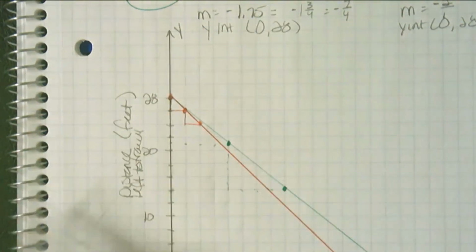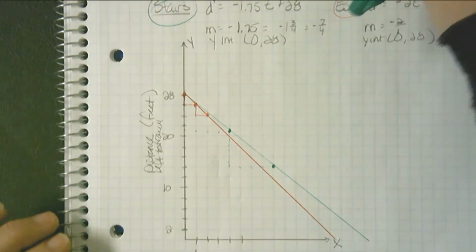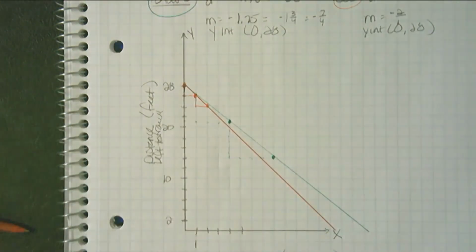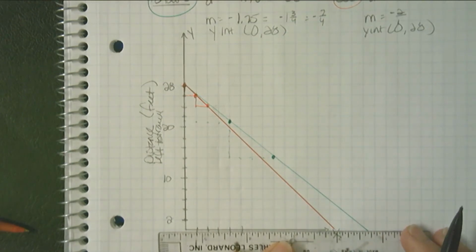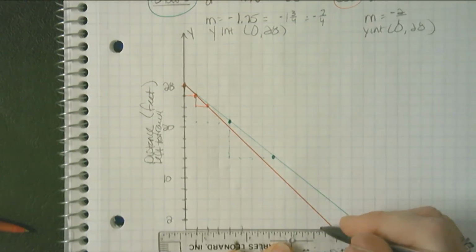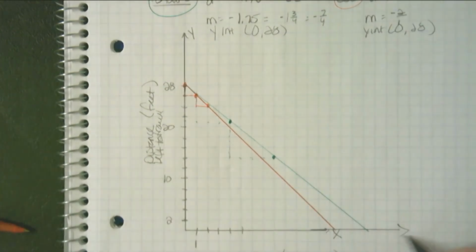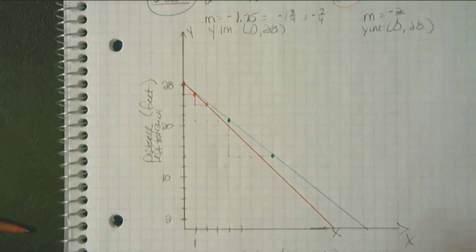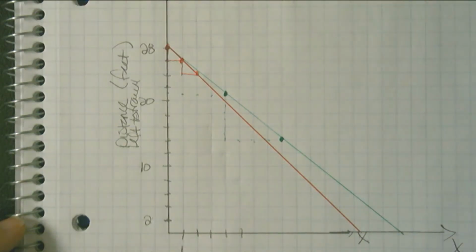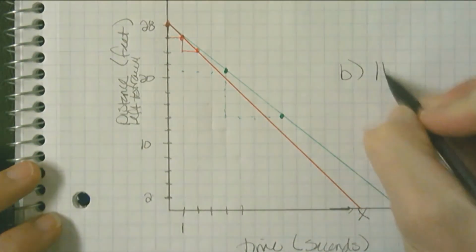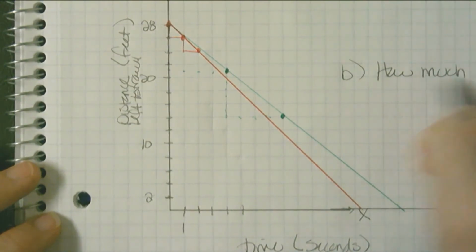All right, so there is my graph. It's not as easy as it looks, does it? I mean, you really have to pay attention to what you're counting by. Questions on graphing that? All right, so part B said, how much time was saved?